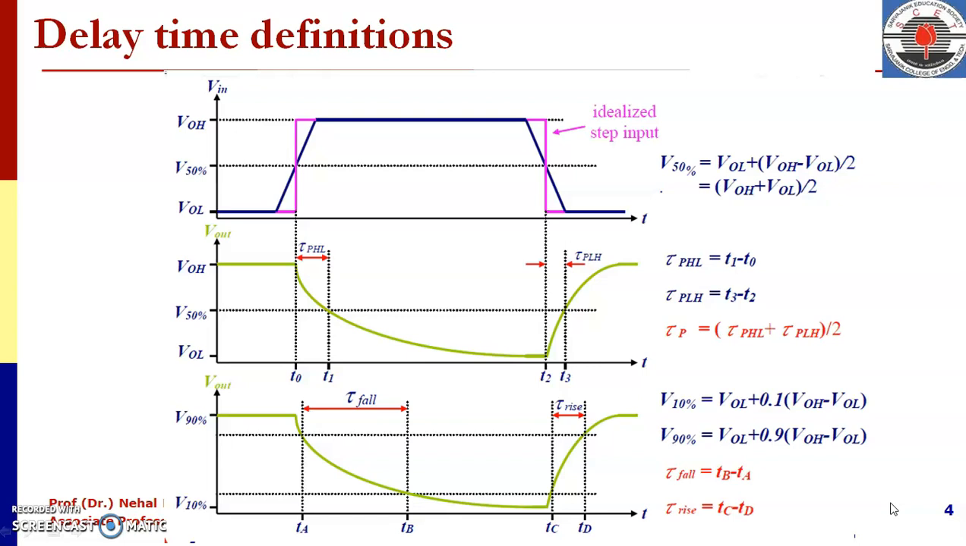So TA is the time when the output reaches 90%. TB is the time when the output reaches 10%. So TB minus TA will give the fall time. Similarly, TD minus TC will give the rise time. So in comparison to our input voltage, the output voltage is shown over here, and we can observe a similar kind of simulation waveform and measure rise and fall time.